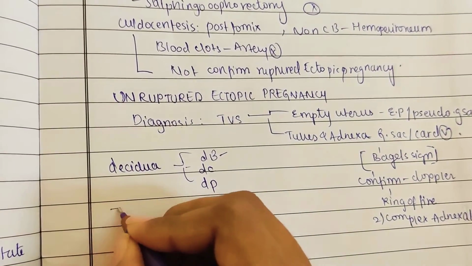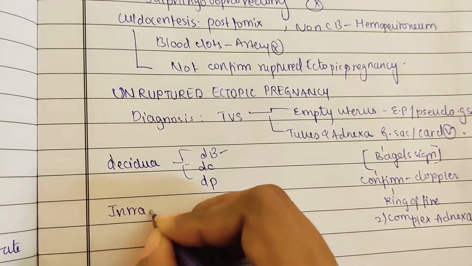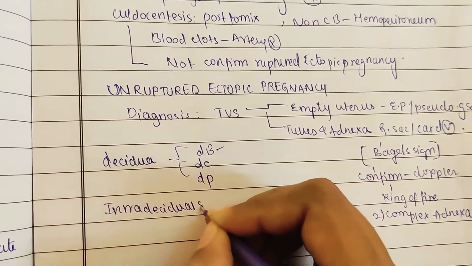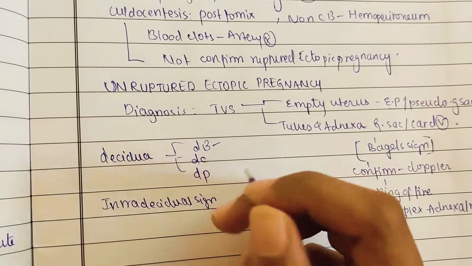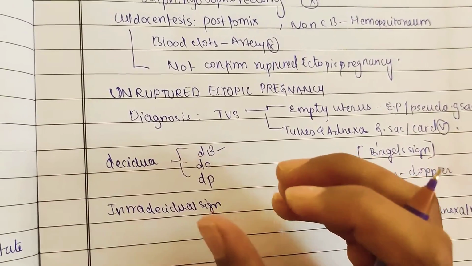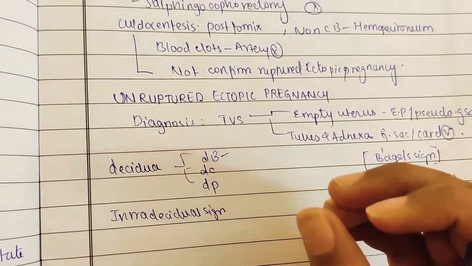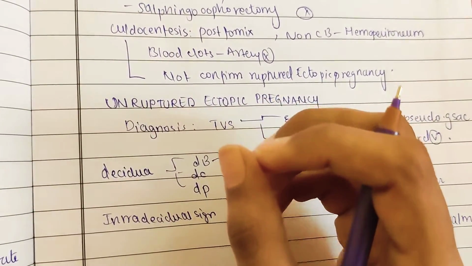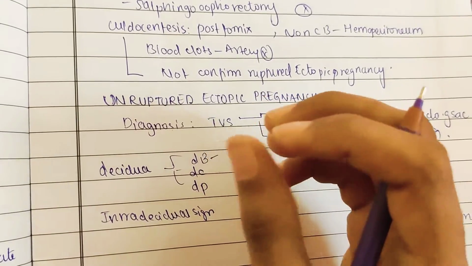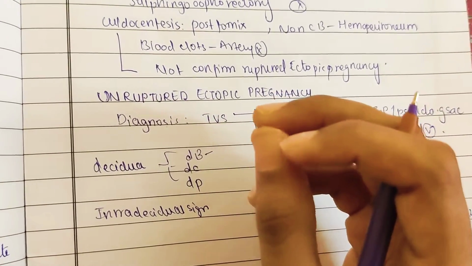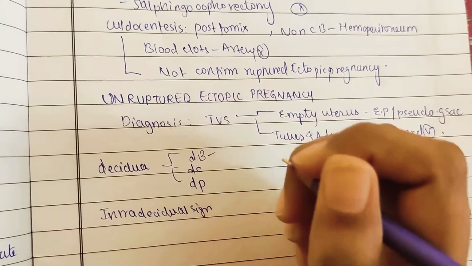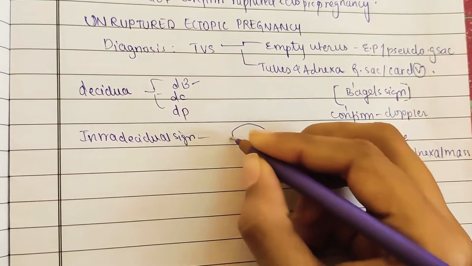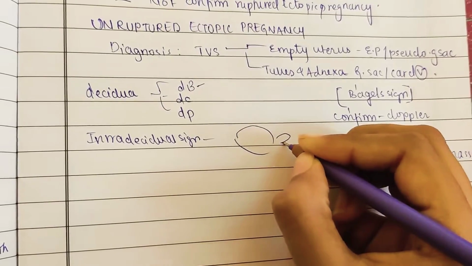Now coming to intradecidual sign. What is intradecidual sign? In early pregnancy, the blastocyst or gestational sac implants deep into the decidua. It is called interstitial implantation, and it will not displace or deform the hyperechogenic central cavity complex, called the intradecidual sign. So let me draw that intradecidual sign. It will be like a fish.